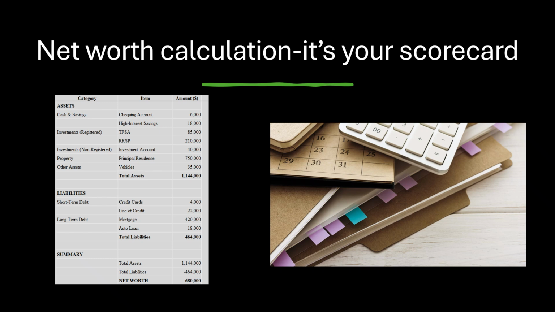Assets are things you own that have value, like money in your bank account, your car, your laptop, or any investments you might have. Liabilities are the opposite, they're the things you owe money on. That could be student loans, a credit card balance, or a car loan.